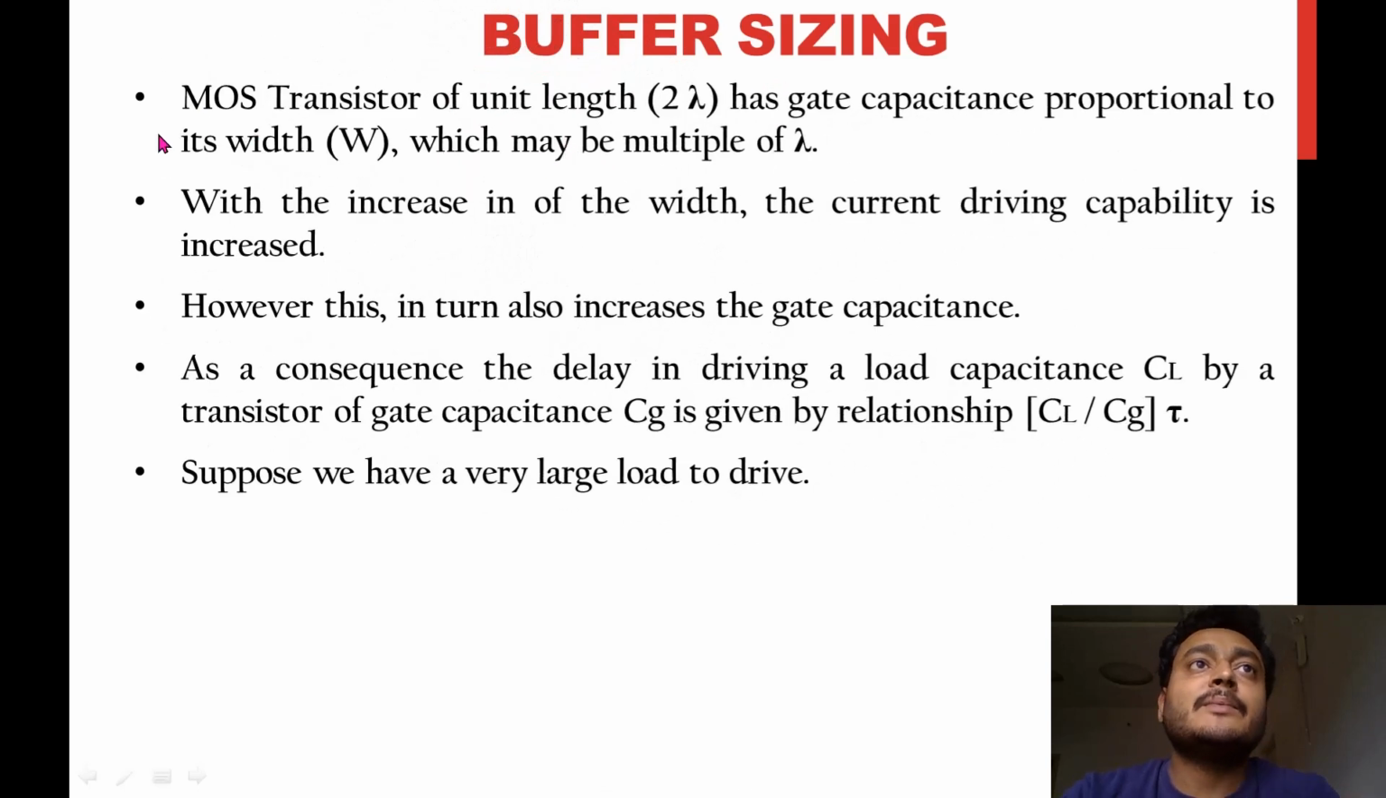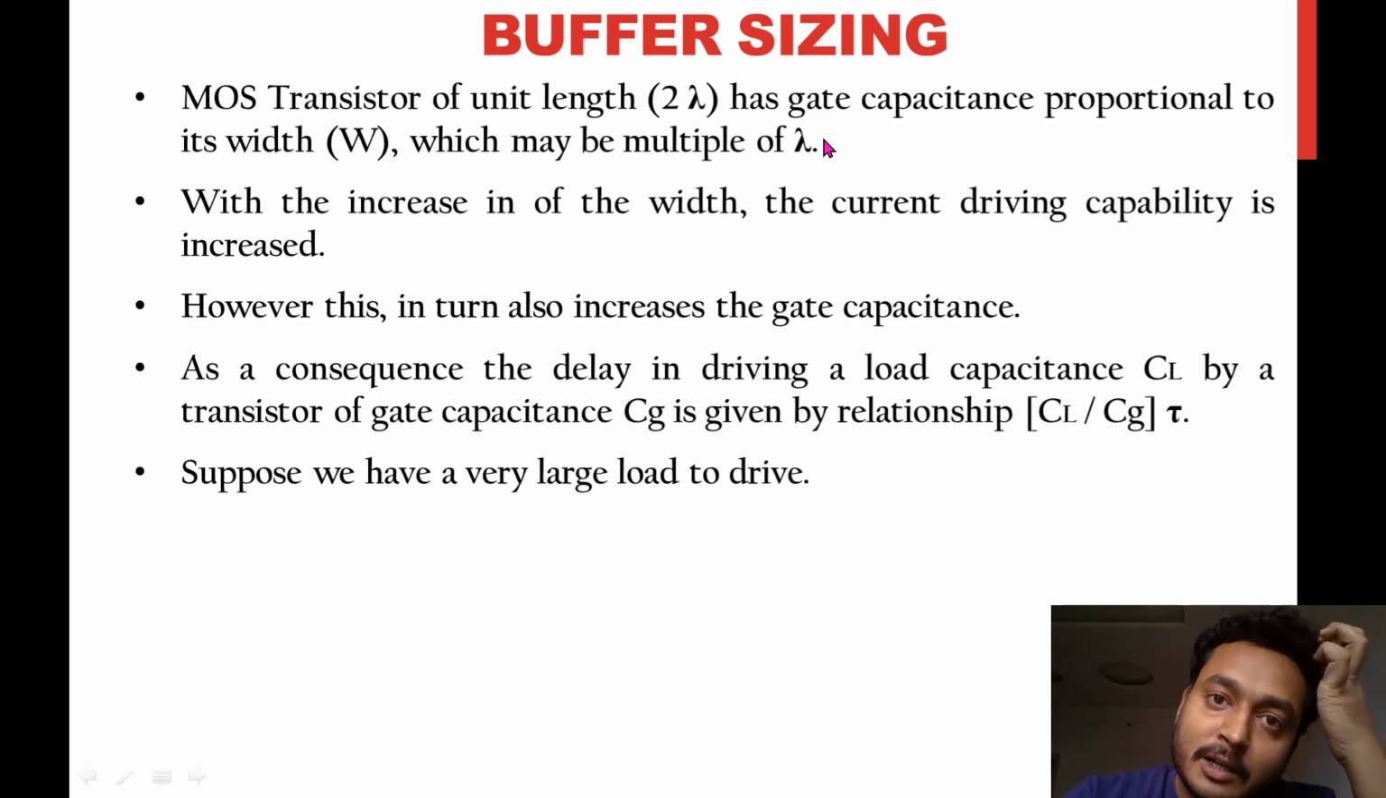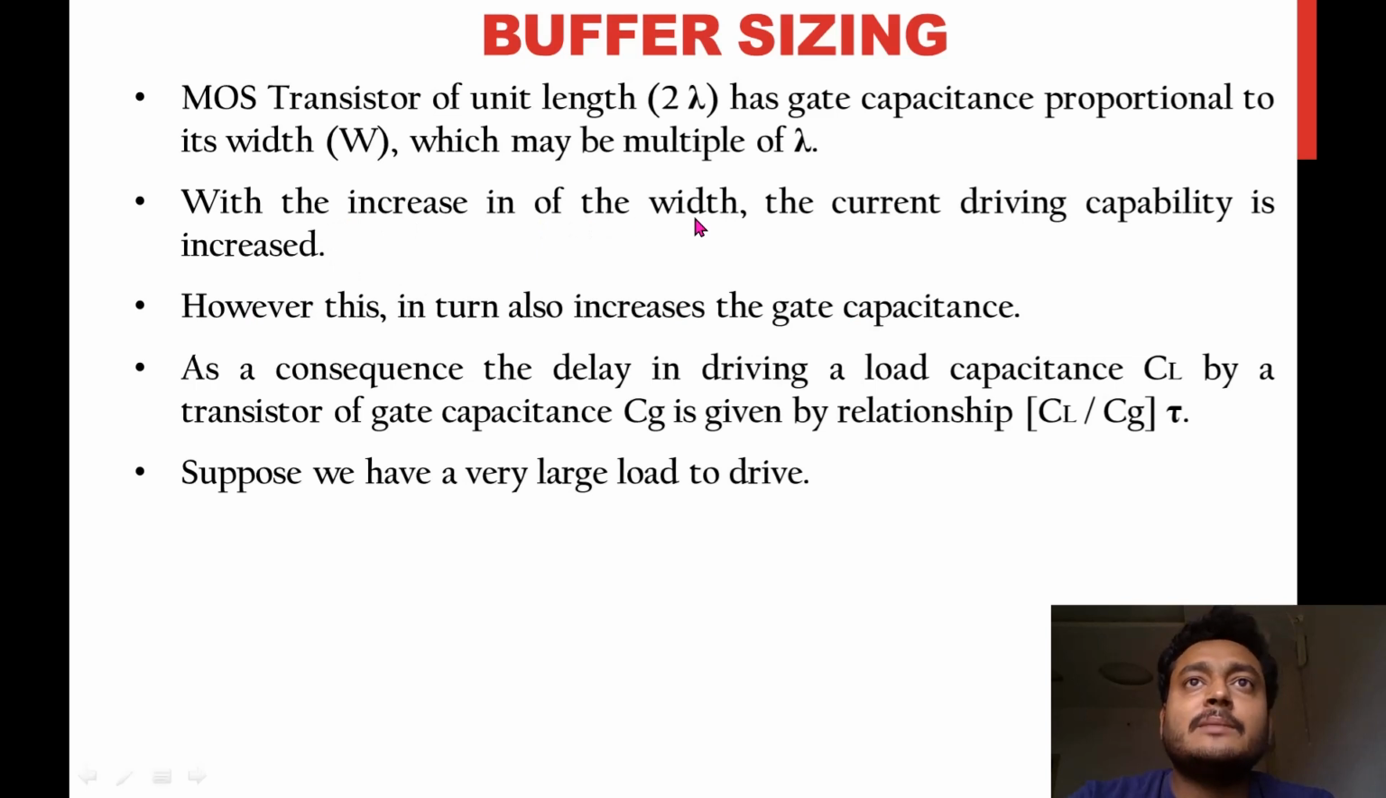Buffer sizing. The MOS transistors of unit length 2 lambda have a gate capacitance proportional to their width, which may be in terms of multiples of lambda. That means with the increase in the width, the current driving capability will be increased, however this in turn also increases the gate capacitance. If we increase the width of the transistor, or width of the channel, the current will increase, and hence you are going to increase the driving capability.